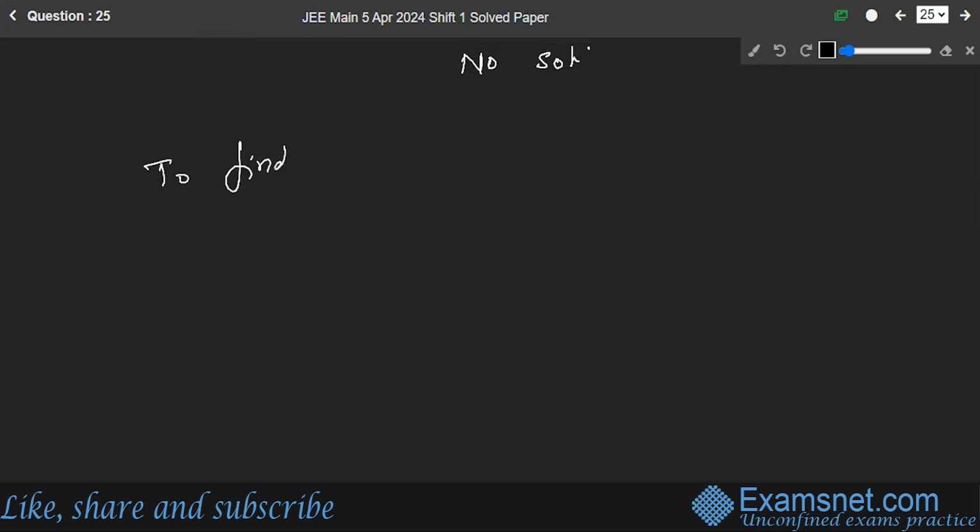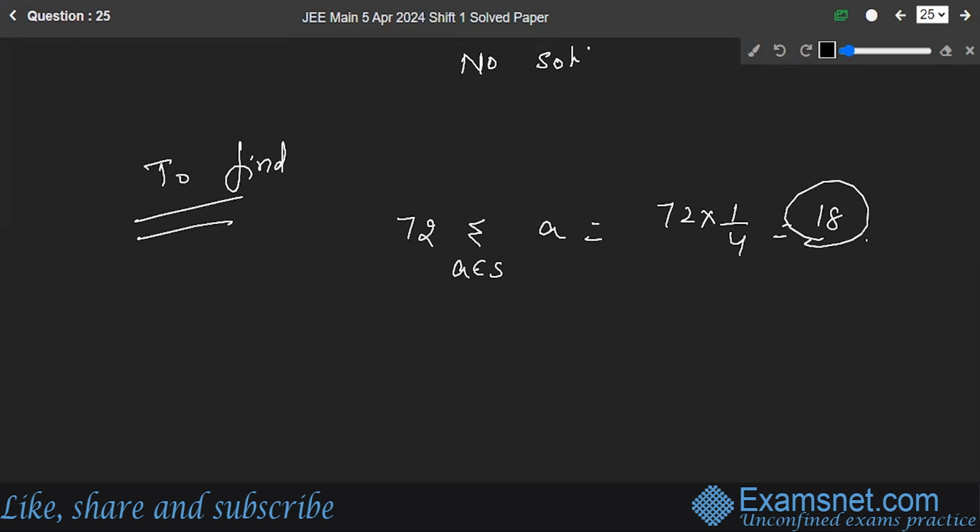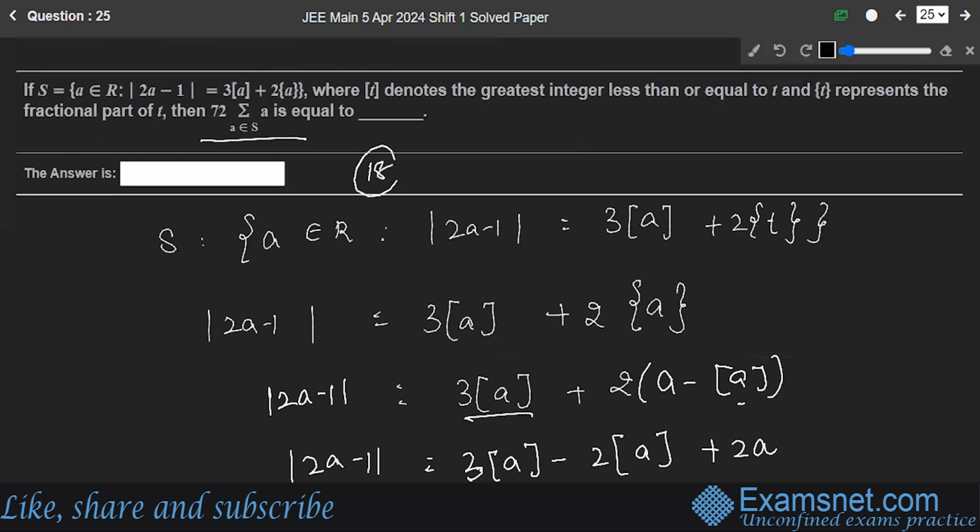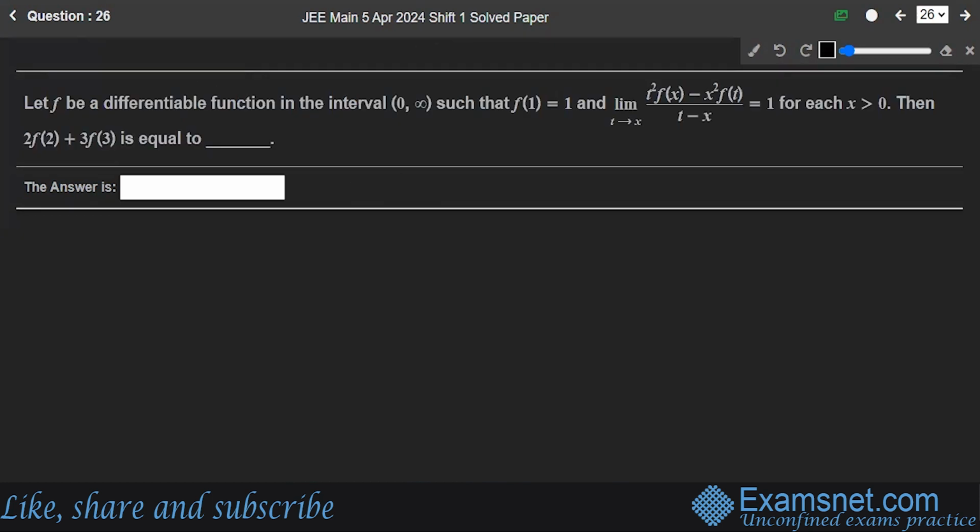To find was 72 summation A belonging to S, this. So 72 times this is 18. This is the right answer to the question. Option? No option actually, sorry. We have this answer. Hope you got that. Let's move to the next question.